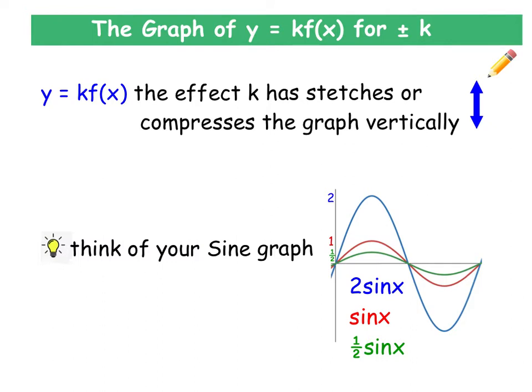Okay, if you double the number in front, you double the height of the graph. If you quadruple the number in front, you quadruple the height of the graph. That's what's going to happen with these ones. Similarly, if you put a half in front, you half the height. And you can see the three examples here in red, blue and green of your 2 sine x where it's stretched vertically, and the half sine x where it's compressed vertically. So we're going to look at some like that.